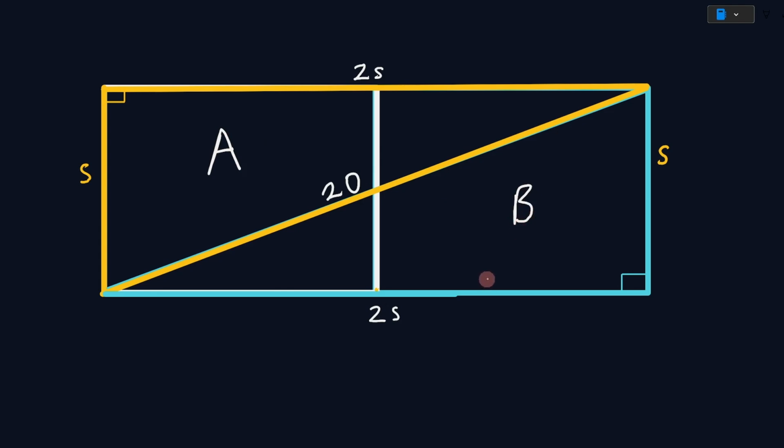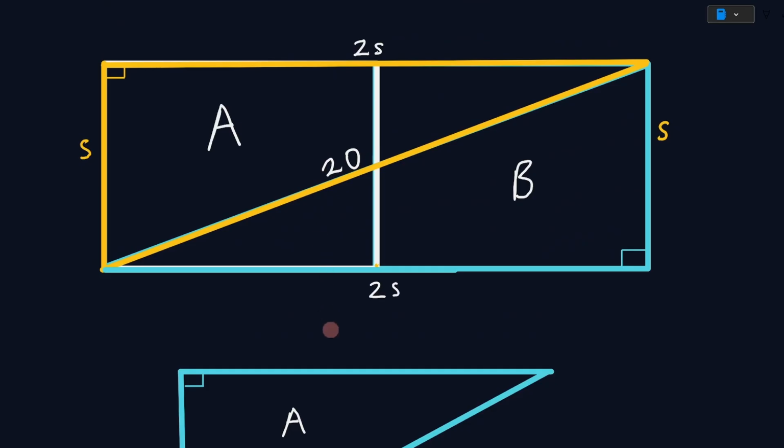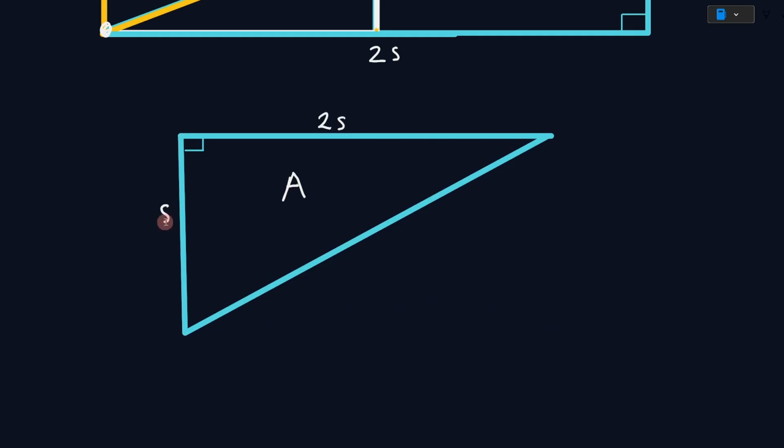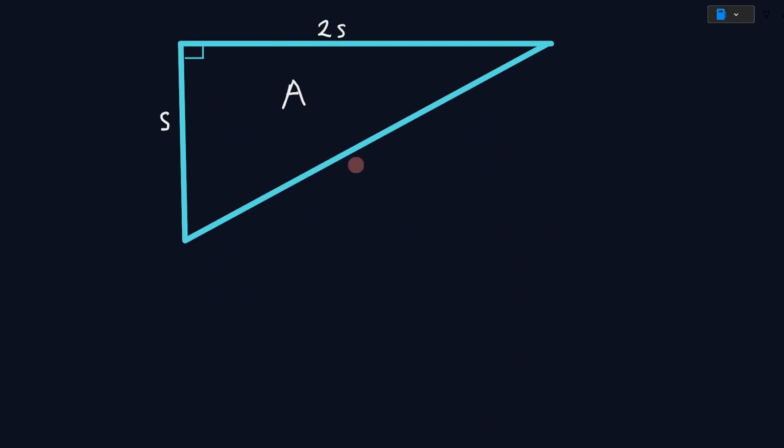So we can now use any of these right angle triangles, either A or B, to find our S, which will help us to find the area. So let's choose triangle A. So this is our triangle A. From the original shape, we know that here is 2S. And this point and this point is S. That means this side is S. This entire length from here to here is 20. That means that here is 20.